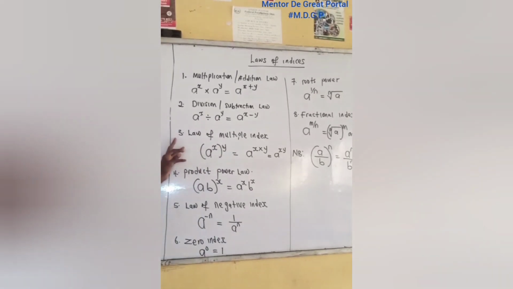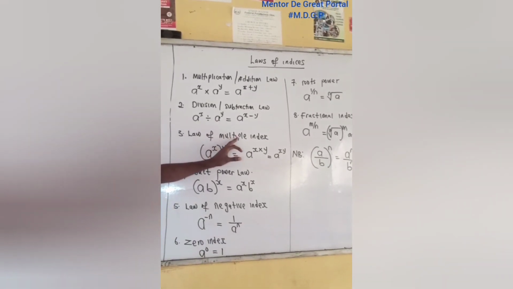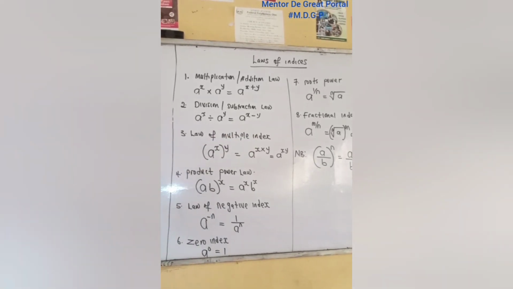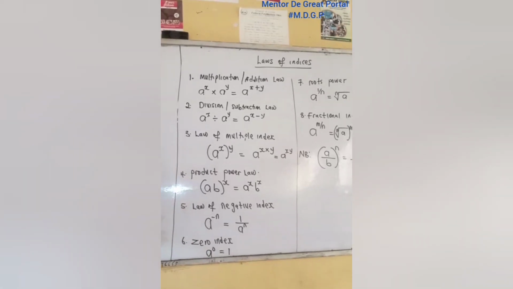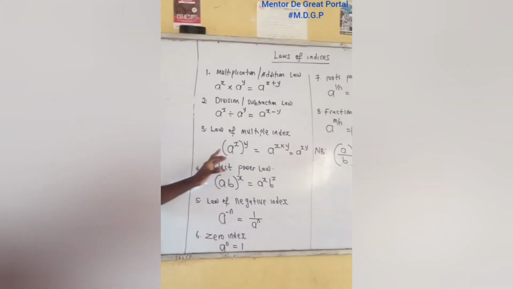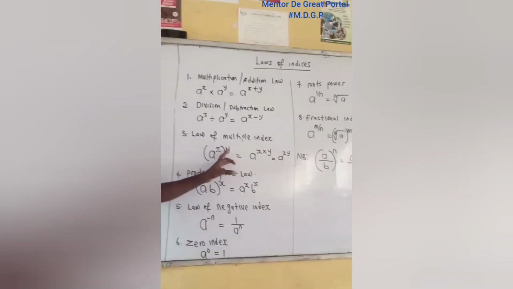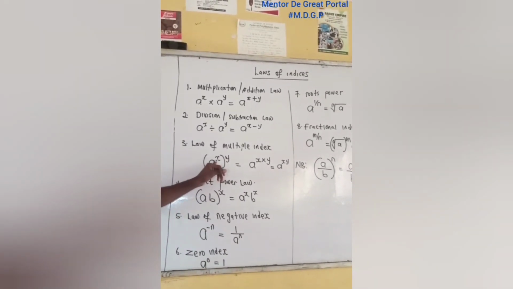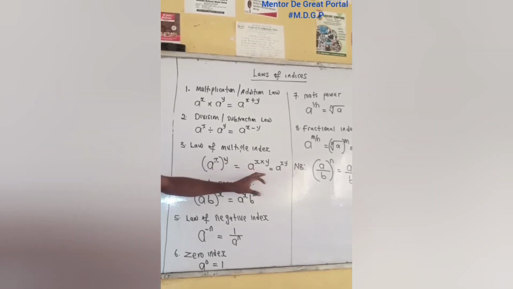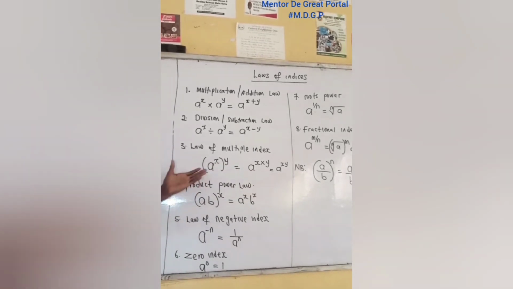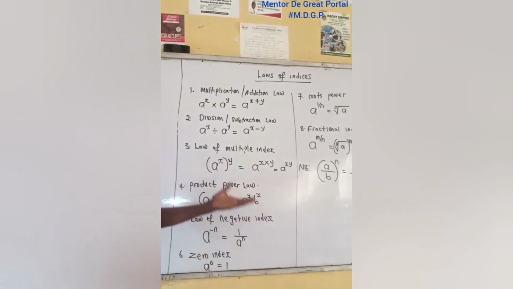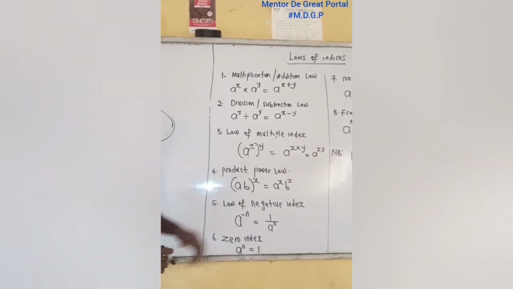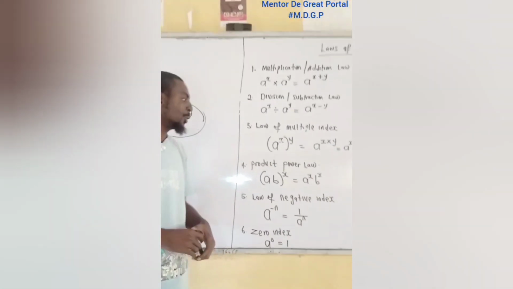Then the third law, law of multiple index. Multiple index is when you now have two different powers. a raised to the power x also raised to the power y. You see, the index are now multiple. Then you're going to multiply the powers together to get the actual value. Then you will have to do what we call simplify. To simplify, multiply the two powers in order to get the actual output. x times y is equal to xy.